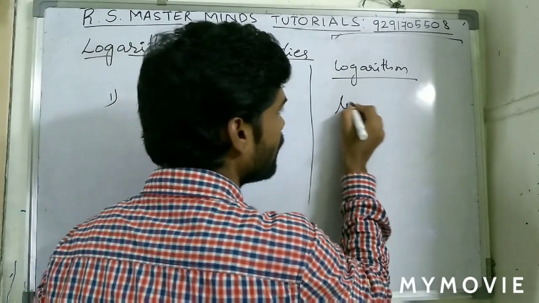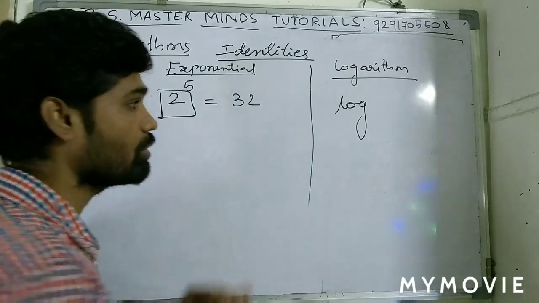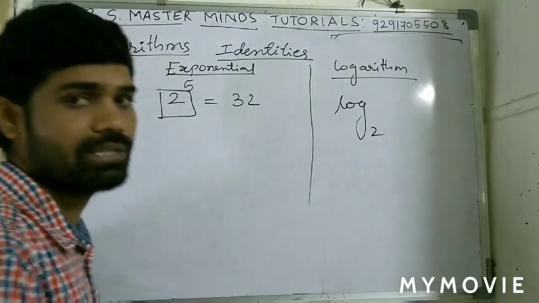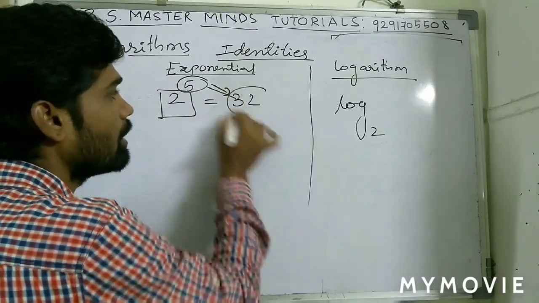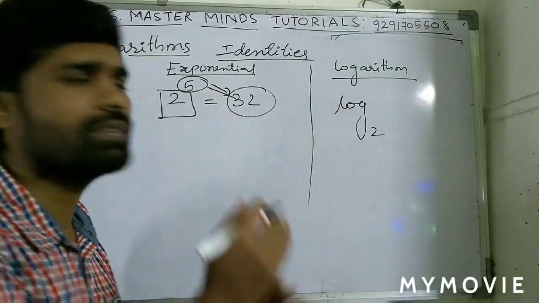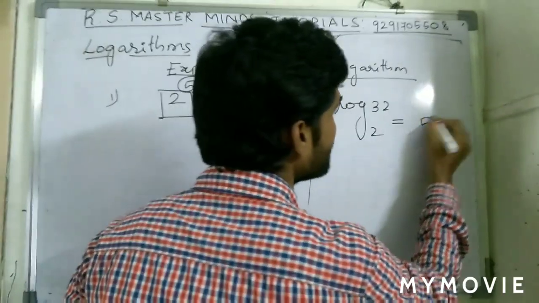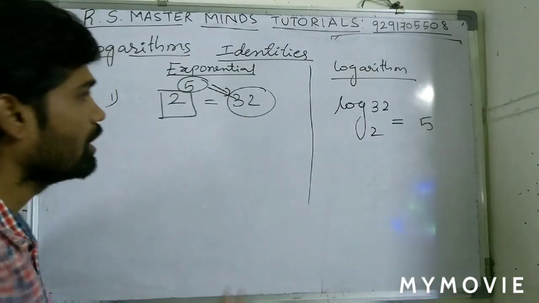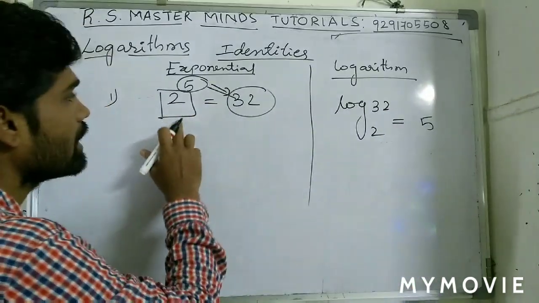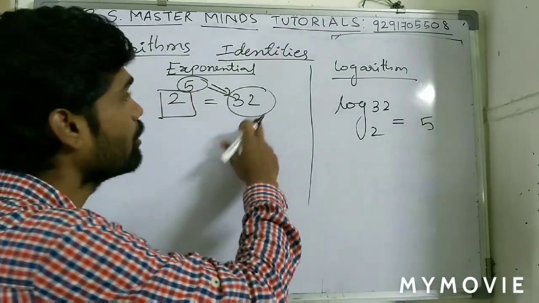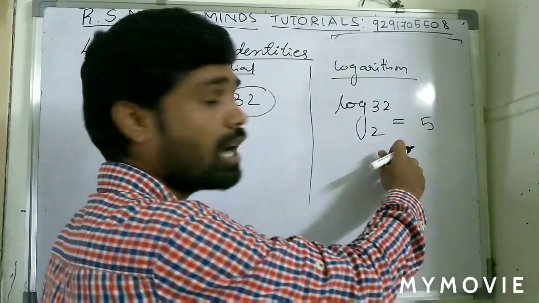So now we are writing the logarithm. Base position, the base is the same, no changes. Now the power and the value, just shift them. So 32 is equal to, the answer is 5. Why are we getting the 5? When we expand, then we understand. See here, 2 power 5 value is how much? 32. This is the exponential form and this is the logarithmic form.